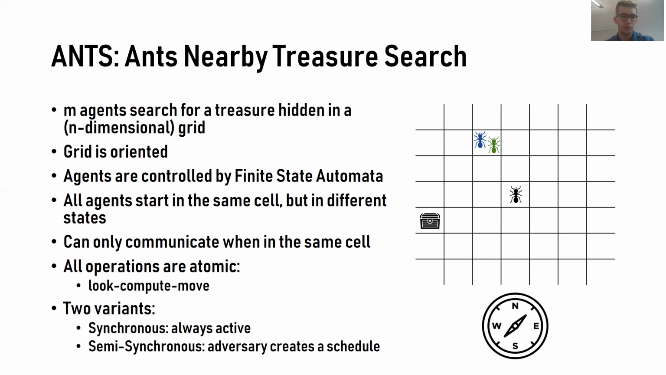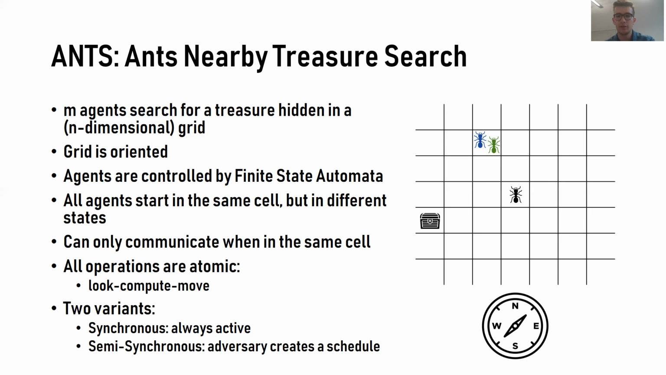There are two variants of this model that we will consider. One version is a synchronous setting where all agents are active at all time steps. In every time step, each agent performs this look, compute, move cycle, and there's a global clock governing these actions.